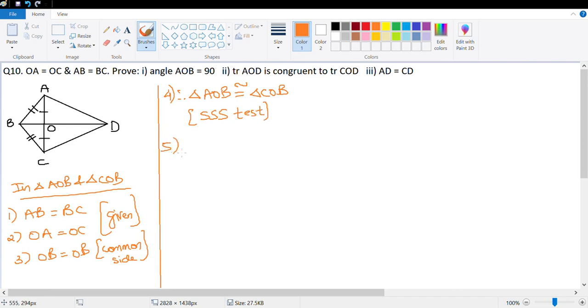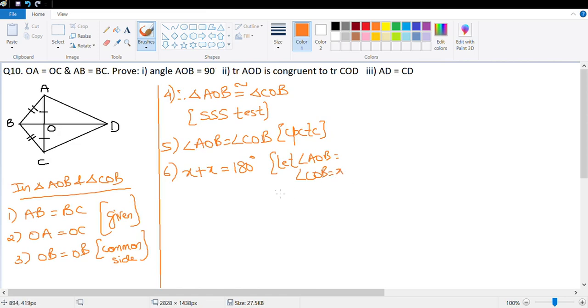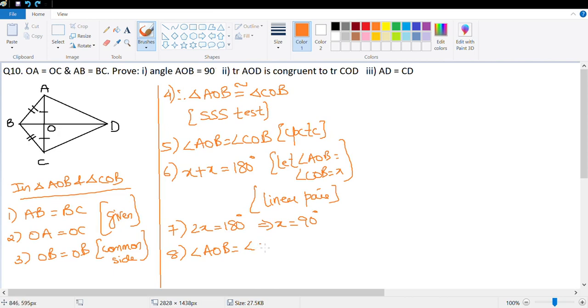What this means is angle AOB is equal to angle COB. Reason for this, CPCTC. Let angle AOB be equal to angle COB be equal to x, and the reason is linear pair, because these two angles form a linear pair. So x plus x is equal to 180 degrees. Point number 7, 2x is equal to 180 degrees, which means x is equal to 90 degrees. What this means is angle AOB is equal to angle COB is equal to 90 degrees. That's what they wanted us to prove. The first part of the question is done.